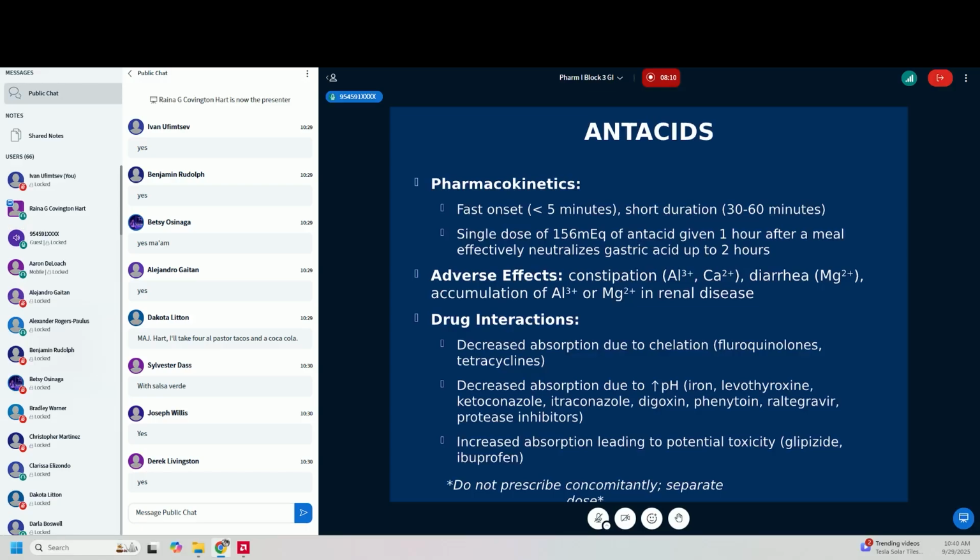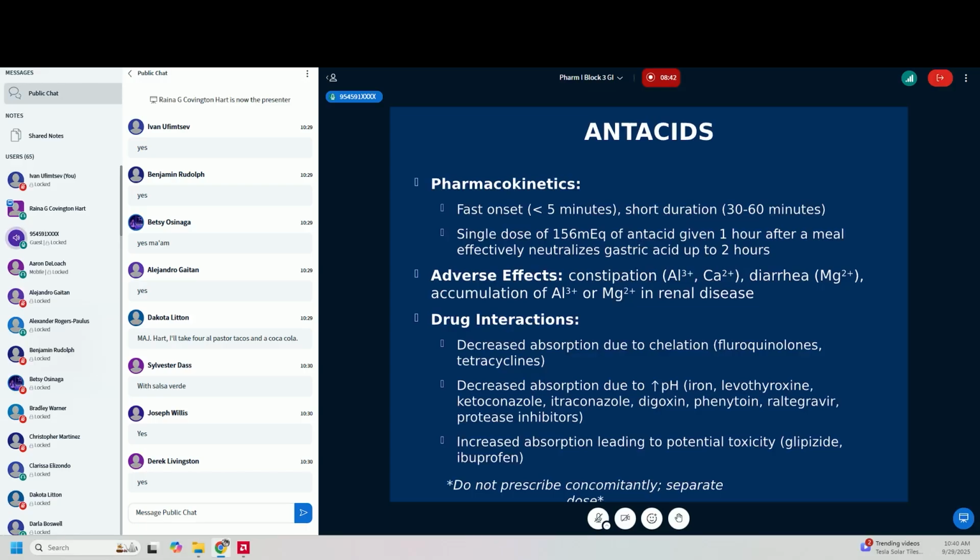And then looking at this accumulation, all this is essentially telling you is that you need to make sure that if somebody has renal dysfunction, we are adjusting for that. Our interactions: several interactions like we just talked about before. Some of these we saw in that last block. But what you're seeing is that they have chelation properties where they will bind to some of our medications and decrease the absorption, which will therefore decrease the effectiveness of some of our medications.